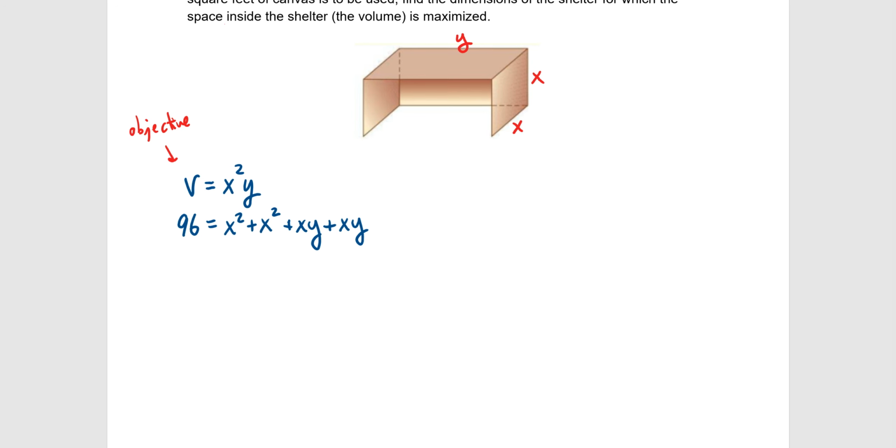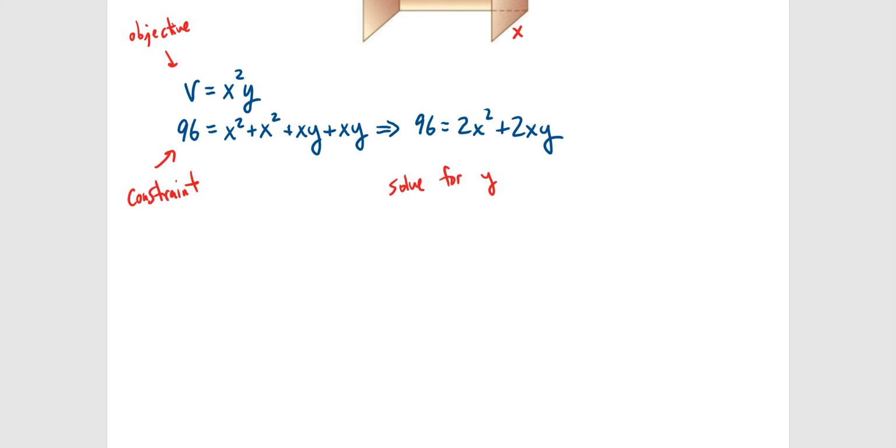And what we can do is we can actually go ahead and simplify this a little bit. That's 96 equals 2x squared plus 2xy. Just combining like terms. And we know that that's the constraint equation. So now we can go ahead and solve the constraint equation for y. And it looks like it's going to be the easiest to solve for y because there's only one of those y's in there to solve for.